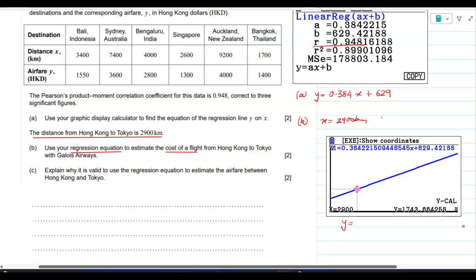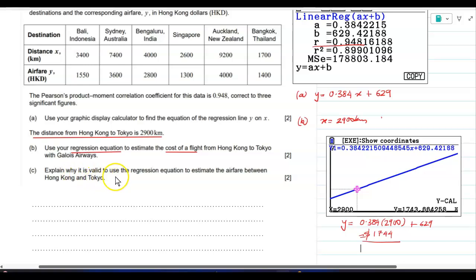So you can show your working like this, 0.384. You can take more significant figures. You can also put it like this. Calculate. $1,744. You can round it off to the nearest dollar.